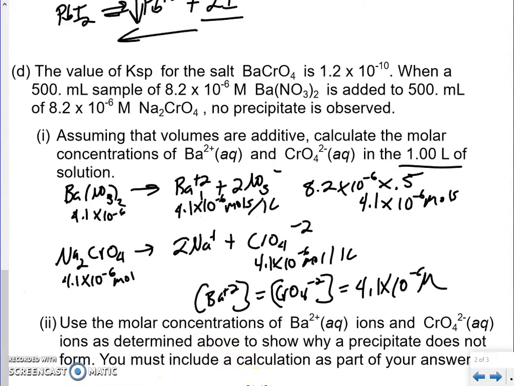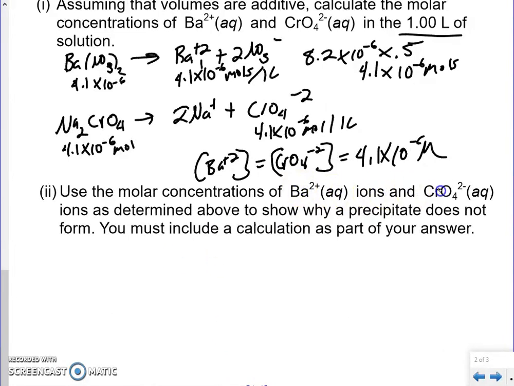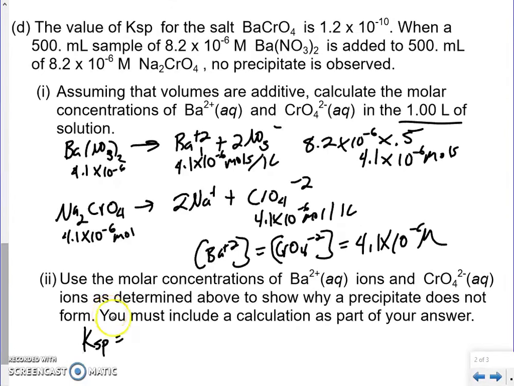Okay. Number 2 tells us the molar concentration of barium ions and chromate ions are determined above, to show why a precipitation does not form. You must include in your calculation as part of your answer. So basically, using this number, let's figure out why no precipitation forms. Okay, this is kind of one of those things that we did in the last chapter. You're given 2 starting values and you're comparing it to K. We know K is supposed to be, if we go back up here, 1.2 times 10 to the negative 10th.